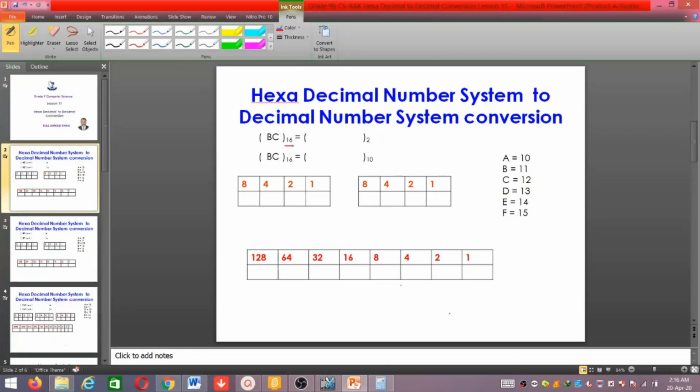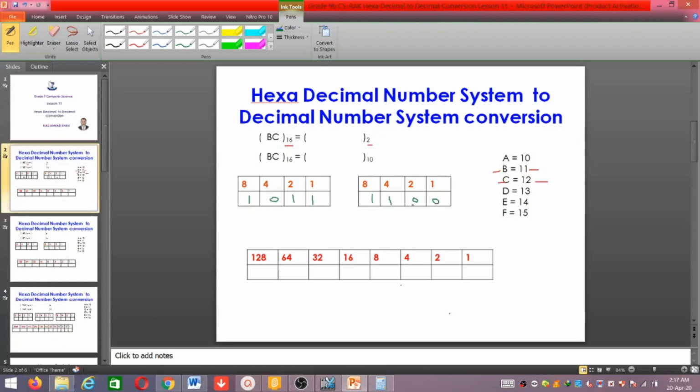We have this number BC and the base is 16. You will first convert it into binary. So B means 11 here, and C means 12. In order to convert this, how do we get 11? We get 11 by 8 plus 2 plus 1. And how do we get 12? We get 12 by 8 and 4, and for the rest I put zeros.